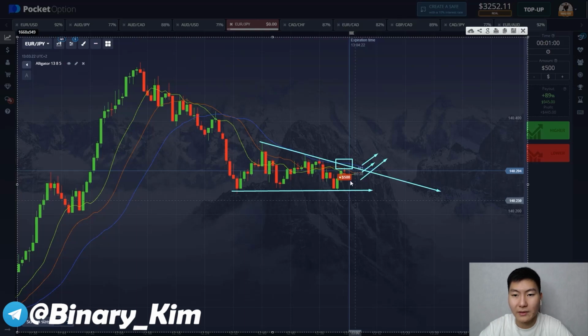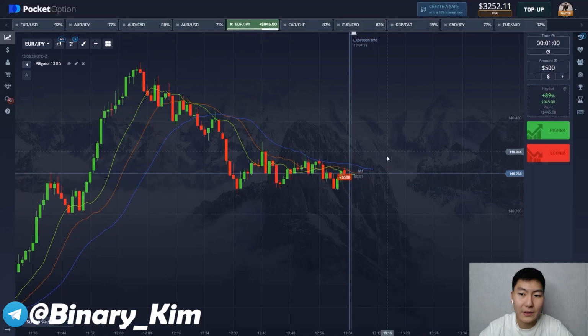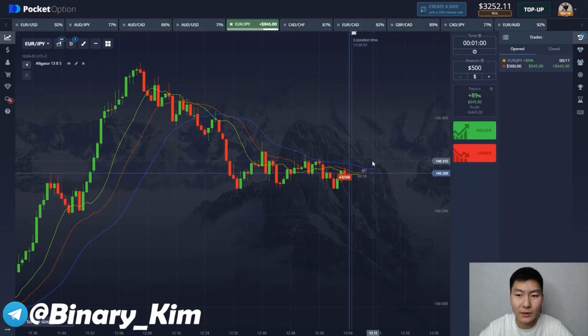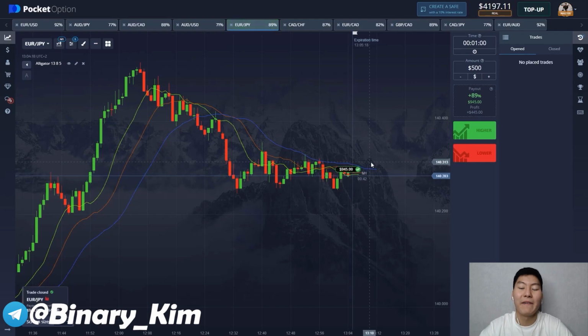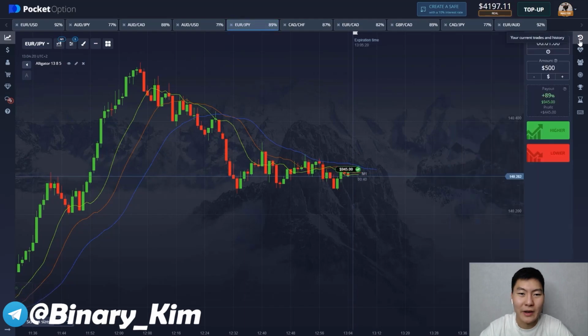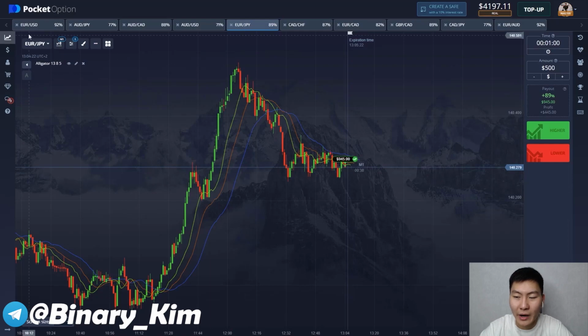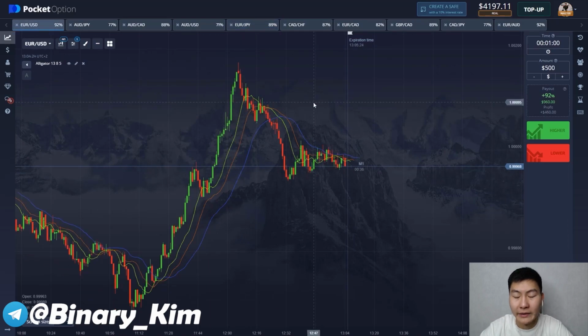We played in advance here and there are 15 seconds left before the closing. And on the last second, I guess we are likely to see the breakdown and the position would end up in profits. So guys, our final trade is in the profit. We got $4,200 on our balance. Great result.